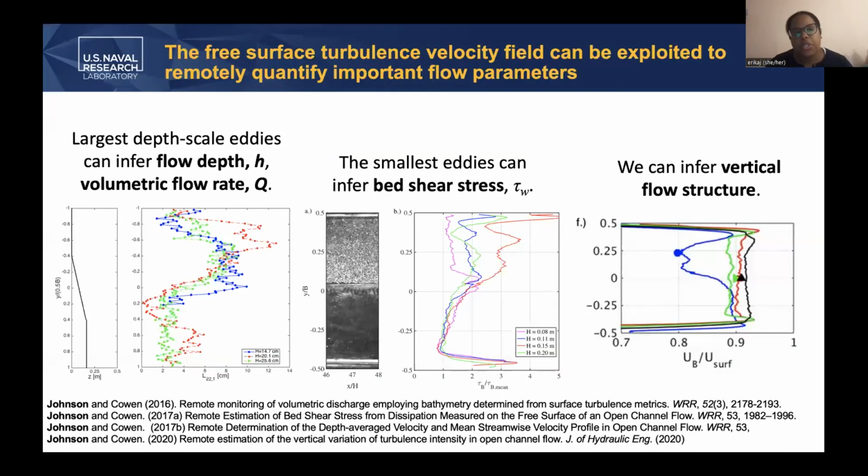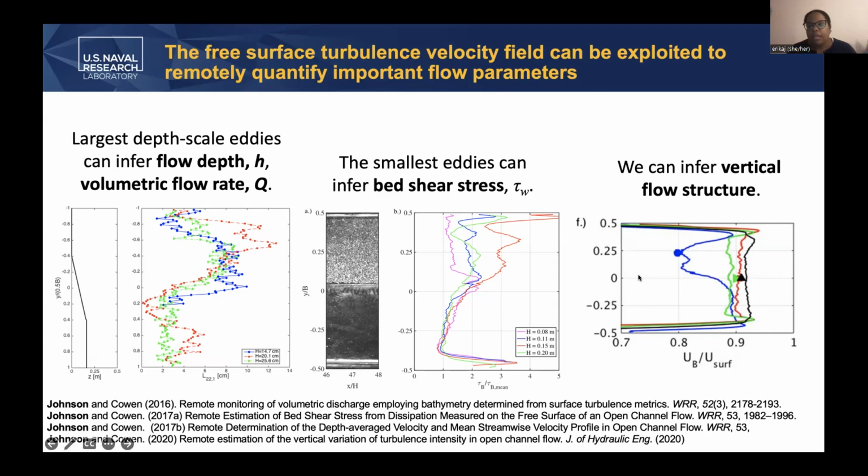To start, I'm sure some of you will recall from last year's Surface Velocimetry Workshop that my whole research focus is the inversion problem. It's basically taking pictures of the water surface and backing out important hydrological parameters. In that workshop, I presented 4 different techniques for remotely measuring such flow parameters as the flow depth, the volumetric flow rate, the bed shear stress, and the vertical flow structure. All of these techniques relied heavily on remote measurements of the turbulent velocity fields. They're very much based in turbulence.